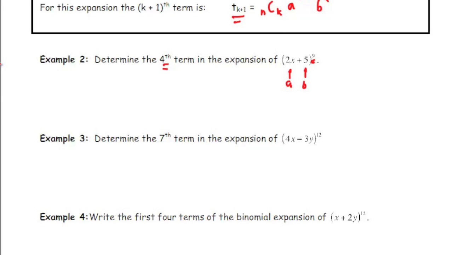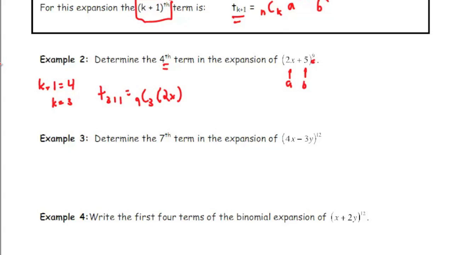So let's use this in an example now. Example 2 says, determine the fourth term in the expansion of 2x plus 5 to the power of 9. Remember that a is equal to this and b is equal to that, and we're dealing with n equal to 9. The problem is, how do we use this? Well, for this expansion the k plus 1th term is equal to our new equation, which means that k plus 1 has to equal 4, which gives us k equal to 3.